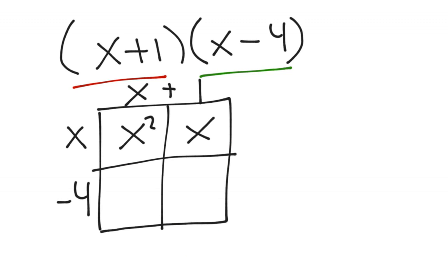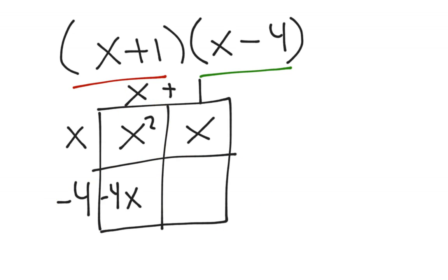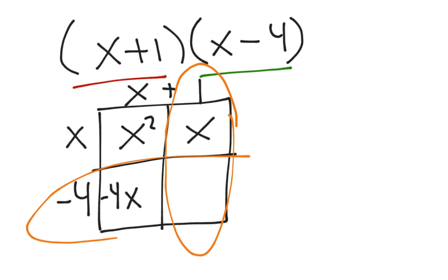Again, I'm going to look at the row and the column. And here I have x times negative 4. X and negative 4. X times negative 4 is just negative 4x. Again, I'm going to look at the column and the row. I see I have 1 and negative 4. 1 times negative 4 is just negative 4.